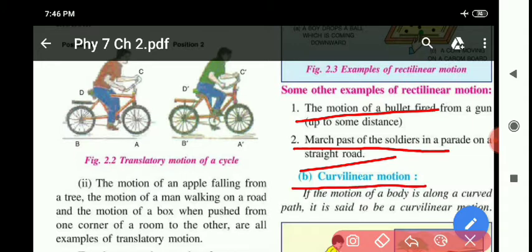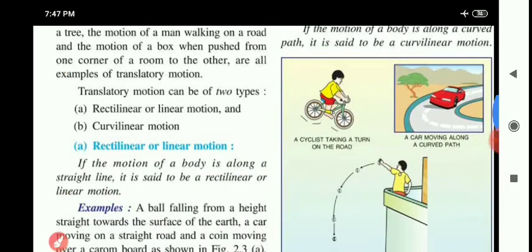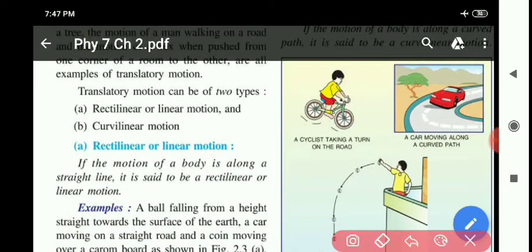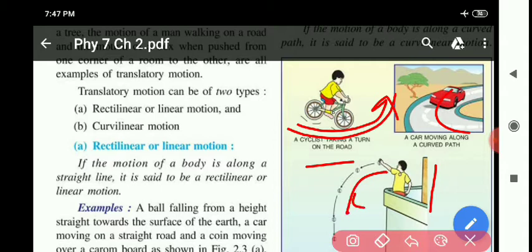Now number 2, curvilinear motion. Curvilinear motion is also translatory, but in a curve rather than a straight line. If the motion of a body is along a curved path, it is said to be curvilinear motion. How is it curvilinear? See, a cyclist is moving straight, but when he takes a turn on a road, that is curvilinear. It is moving in a curve. A car moving along a curved path, and a boy throwing the ball in a curved path, that is curvilinear motion.